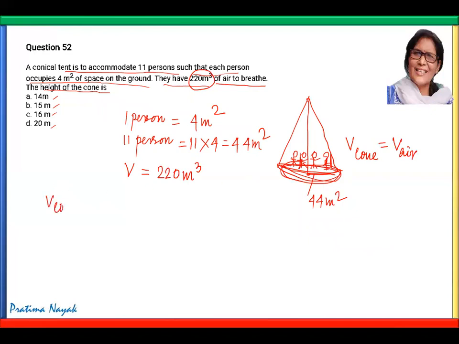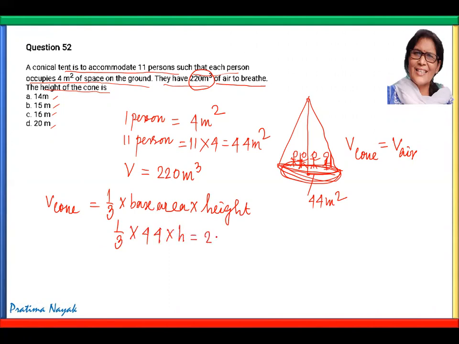And volume of the cone is the formula 1 by 3 into base area multiplied by height. So 1 by 3 into base area 44 into height h is equal to 220. So how much will be h? h is equal to 220 multiplied by 3 by 44. So if we cancel, you will get 5. It will be 15 meters. So height of the tent should be 15 meters to accommodate these many people to breathe comfortably.